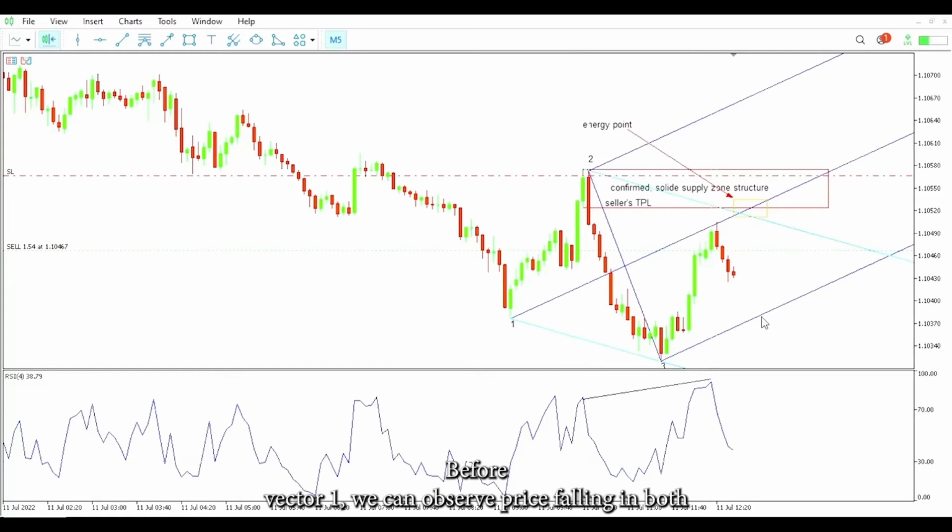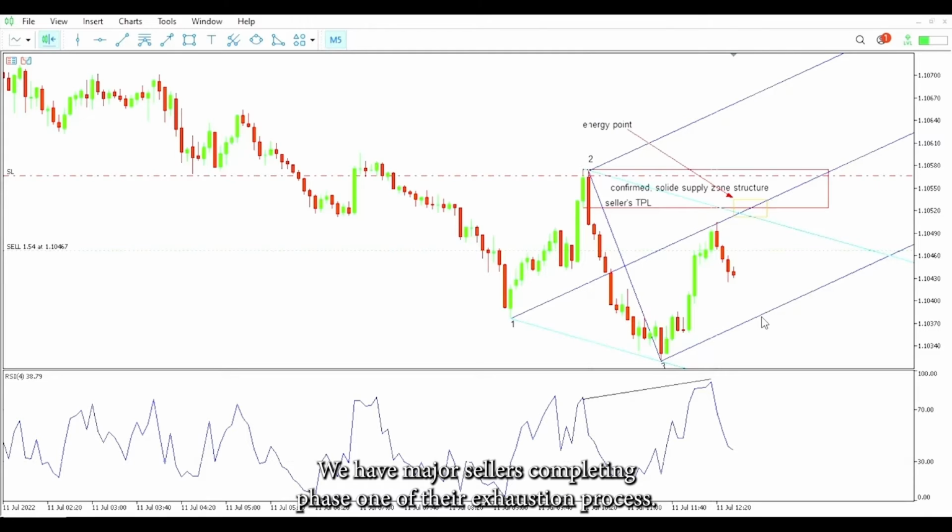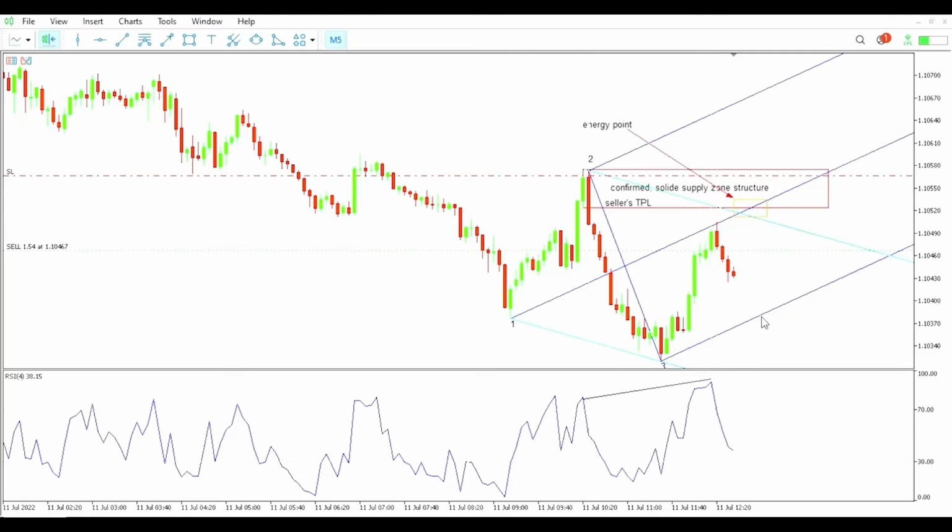Before Vector 1 we can observe price falling in both major and minor flows of the market in unison. At Vector 1, we have major sellers completing phase 1 of their exhaustion process. Thus, it makes sense that minor buyers of the market took control of the market and exhaust their accumulated energy, while major sellers get into accumulation mode. Note that in vectors 1 to 2 these retracing buyers encountered very little resistance from sellers.